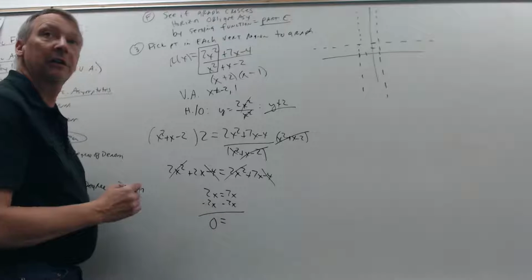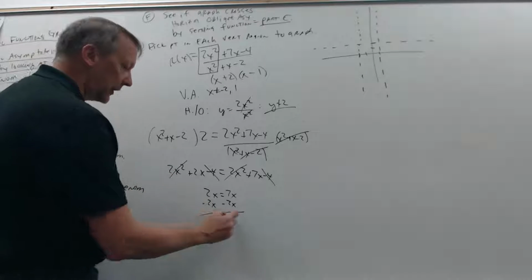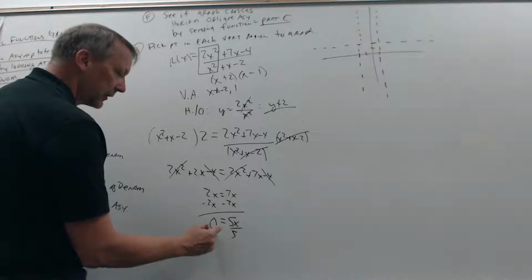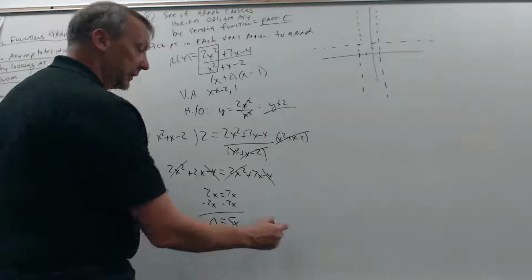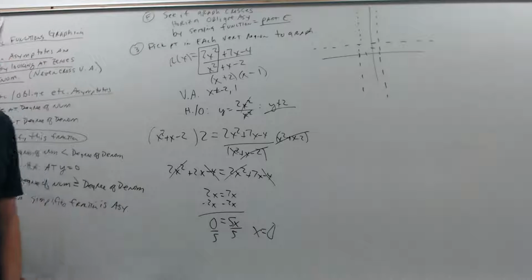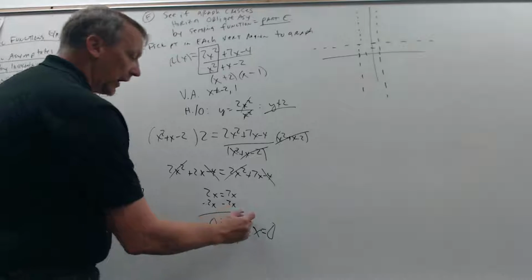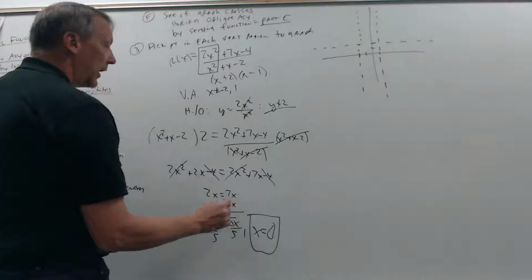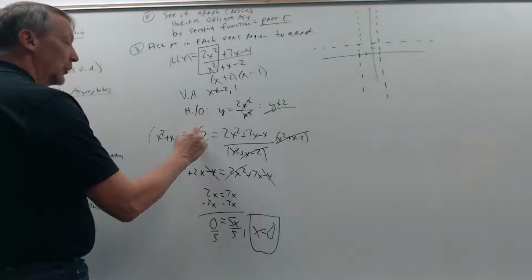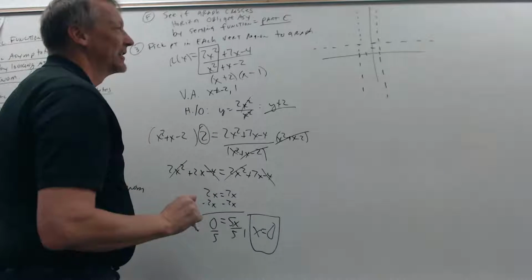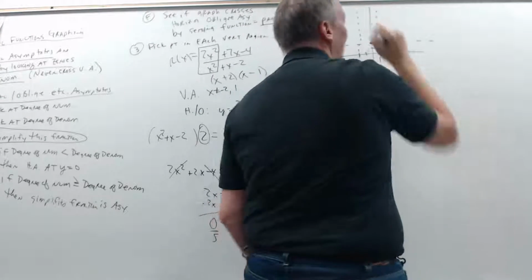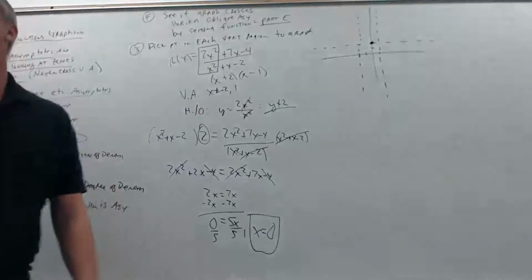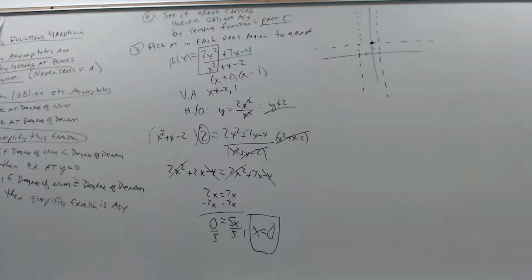0 equals 5x. x equals 0. So does it cross? It crosses where? At 0 and 2. So at 0 and 2, it crosses again. What good is an asymptote if it crosses, right? What an asymptote.